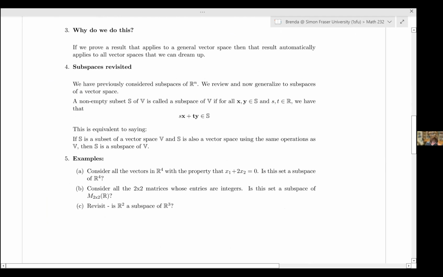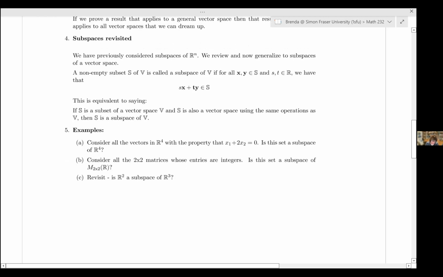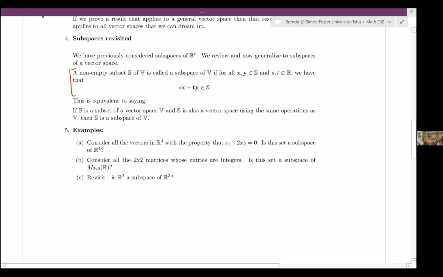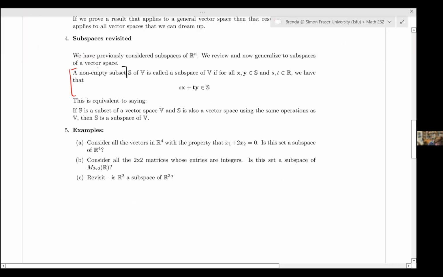Okay, so let's take a little look back at subspaces. We previously have considered subspaces of Rn. So let's now review that and generalize it to subspaces of a vector space. So here's the key definition right here. What is a subspace? A subspace is a non-empty subset.